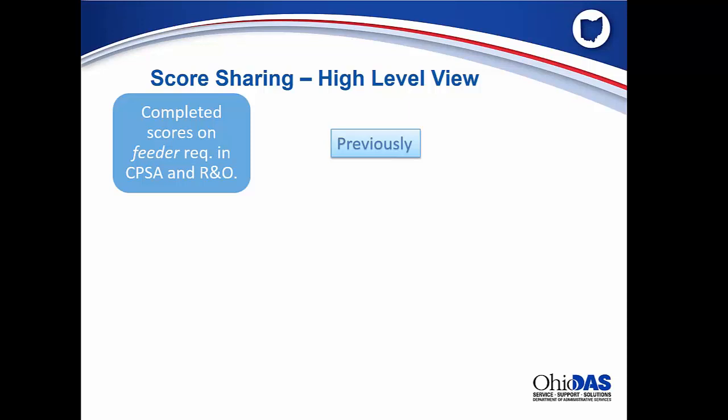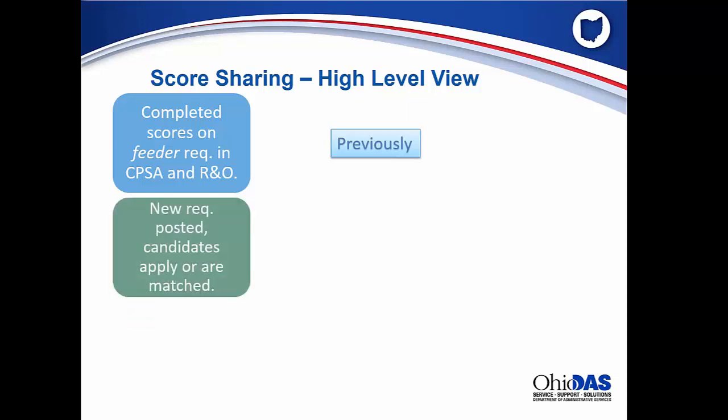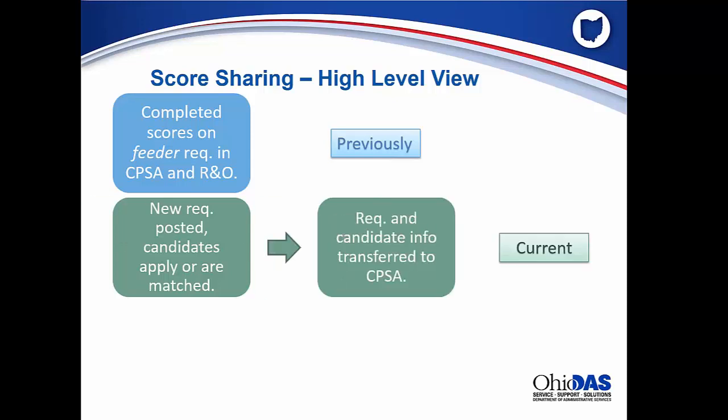Then we have a new requisition. Candidates apply to this new one, or you match them. For example, the feeder is a pipeline, and this new rec is one where you match the candidates to it from the pipeline. Once you're ready on this new one, you transfer the requisition and candidate information to CPSA. At this point, you'd have a feeder rec with candidates and scores and a new target requisition with candidates in CPSA.